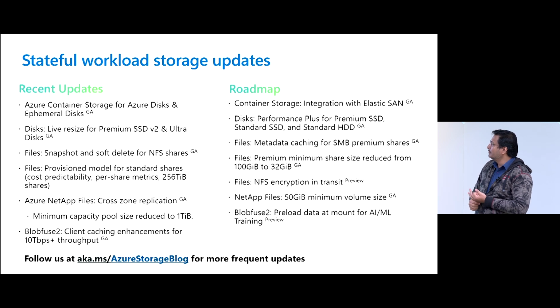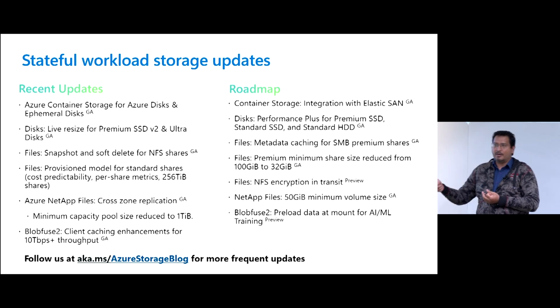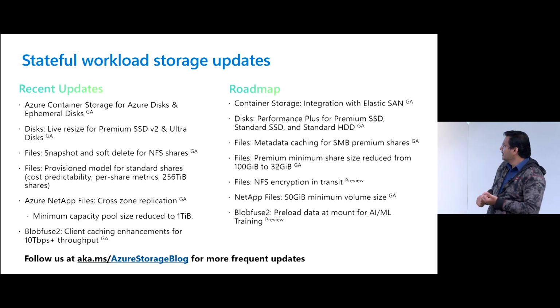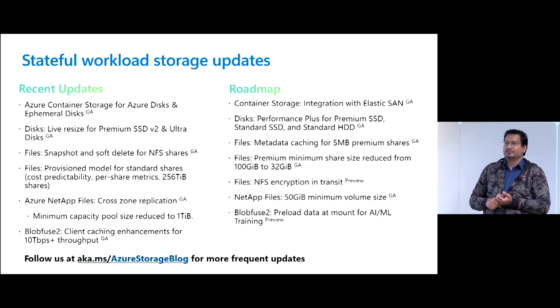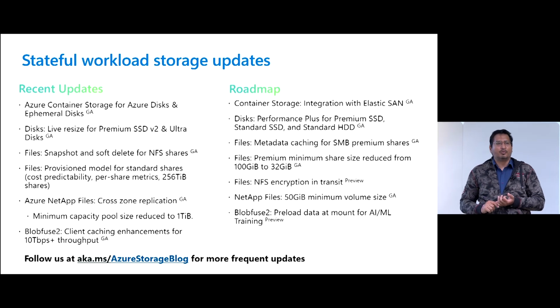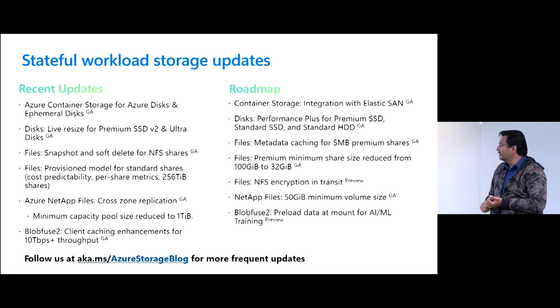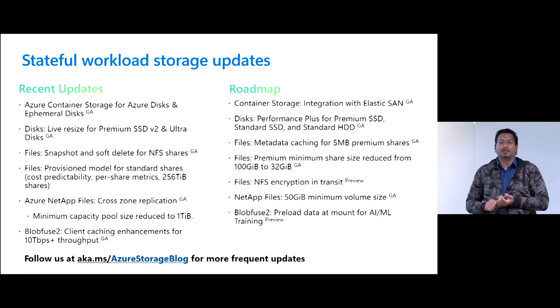Within NetApp, we have introduced cross-zone replication. So if you would like to have zone redundancy and you're using a NetApp volume, you can configure cross-zone replication to another NetApp account that you have created. And we have reduced the minimum capacity size from 2 terabytes to 1 terabyte. And lastly, BlobFuse 2, we have various client-side improvements. So if you're using BlobFuse, by the way, we actually recorded 10 plus terabyte throughput using BlobFuse 2.